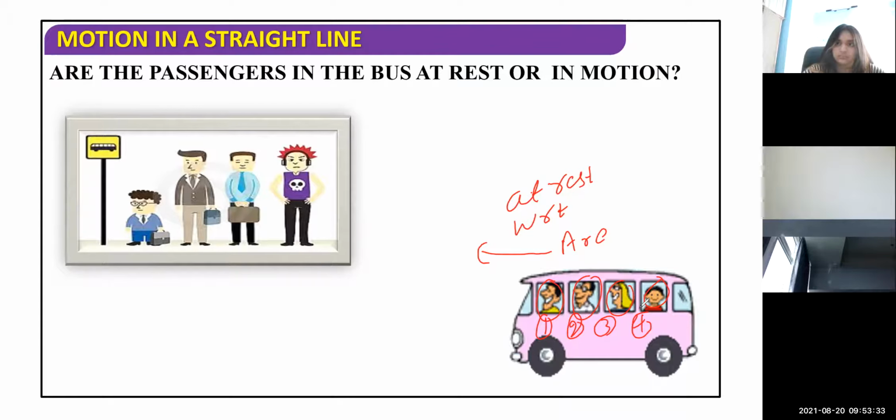Motion is actually something we are going to discuss in our next classes. It's a relative term. It depends on the frame of reference, children. What is the frame of reference? We are also going to discuss that.